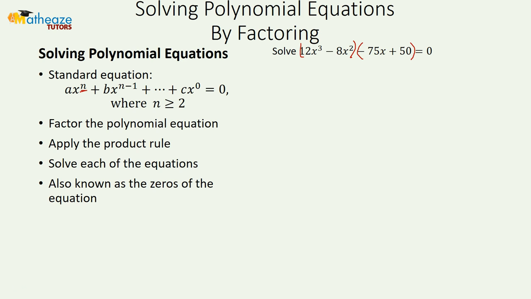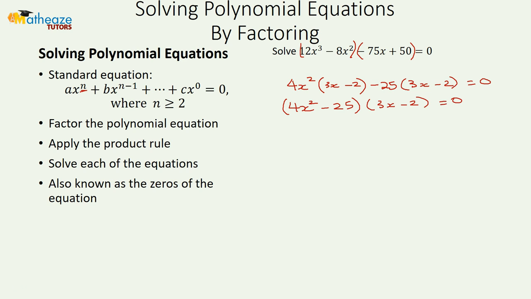12x cubed and negative 8x squared. So we can say 4x squared is a good factor here. 4x squared, and then we have 3x minus 2. And then a good factor here is negative 25. And then we have 3x minus 2. So now what we have here is 4x squared minus 25 and 3x minus 2 equal to 0.